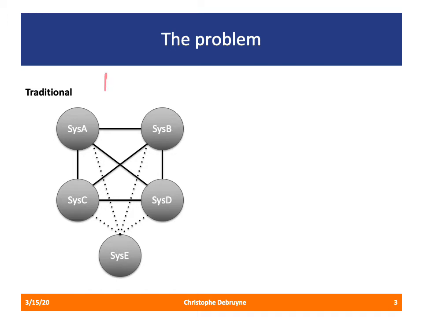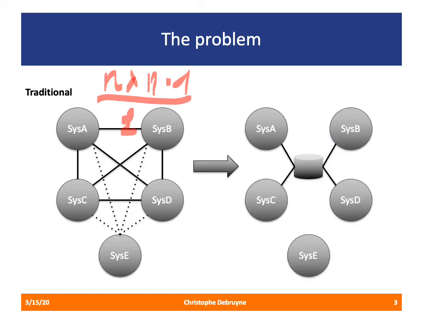So the problem is n times n minus 1, where n stands for the number of systems, divided by 2. And here we have about 10 links. Now, we can significantly reduce the complexity by introducing an artifact in the middle, which represents the shared concepts and relationships, and that we call an ontology. Remember, that was the topic of the previous lecture. Now, in such an environment, whenever a fifth system needs to join, then only one mapping towards the ontology needs to be created and maintained.